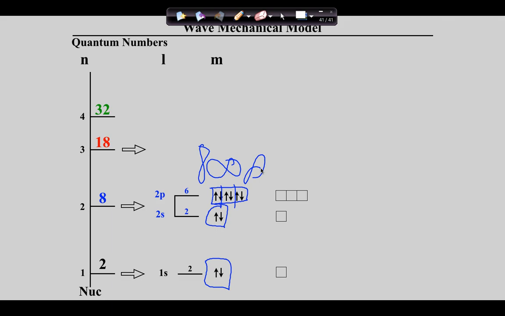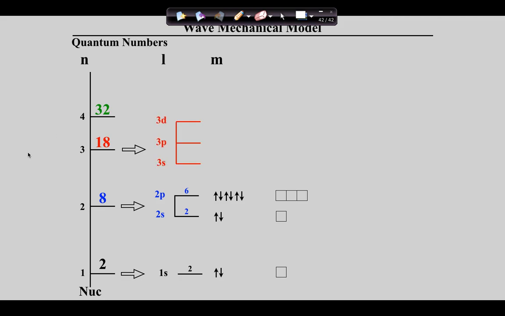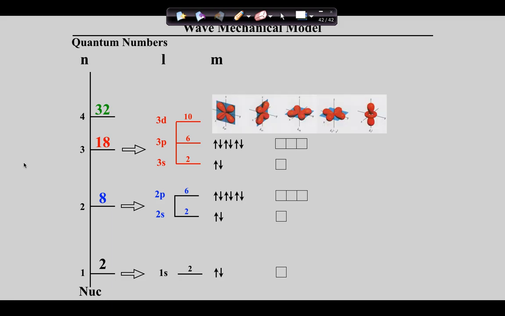Okay, so then, guys, we go to the third energy level. The third energy level has got 3 sublevels, S, P, and D. 2 in the S, 6 in the P, then the remaining 10 are in the D. How many orbitals does it take to house 10 electrons? 5. And they actually, those should be together. They actually look like this.